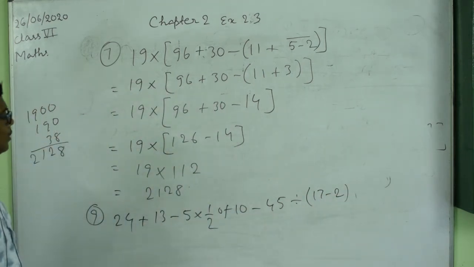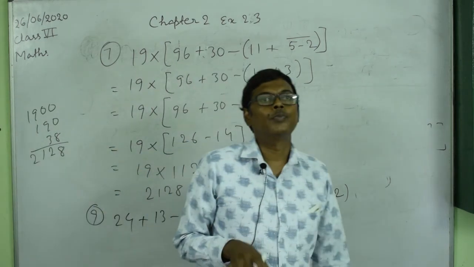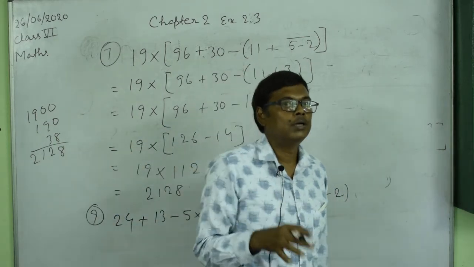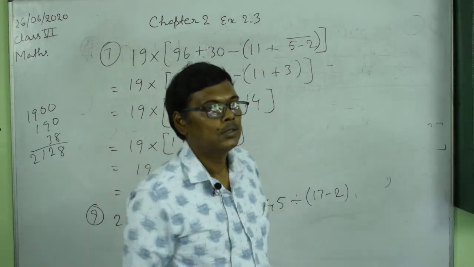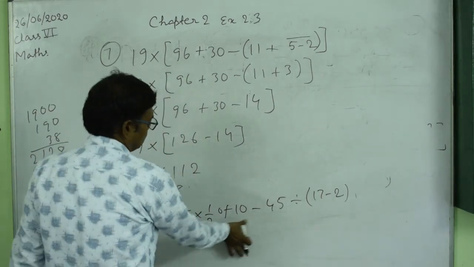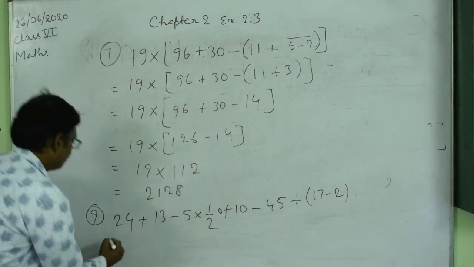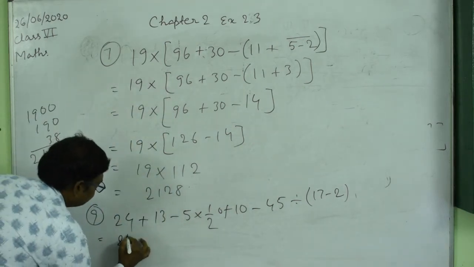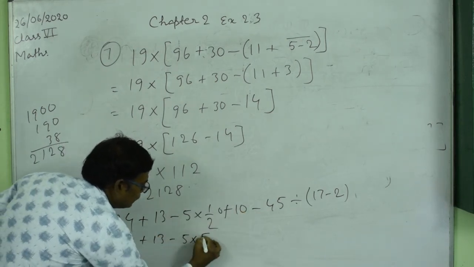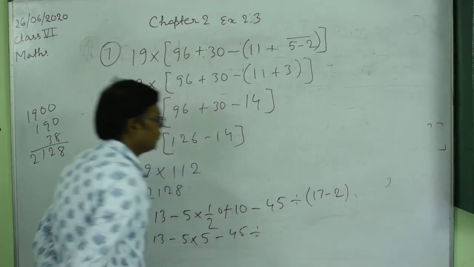In this question, remember the flow of operation, BODMAS: bracket, then of, then division. But here we don't have any brackets, so we will see the next operation, that is the of operation. So here the of operation is there, so first we will solve this. Half of 10 will be 5, so we will write 5 there. So 24 plus 13 minus 5 into half of 10 which is 5, then minus 45 divided by, and there is a bracket also here, so we will also do the bracket.